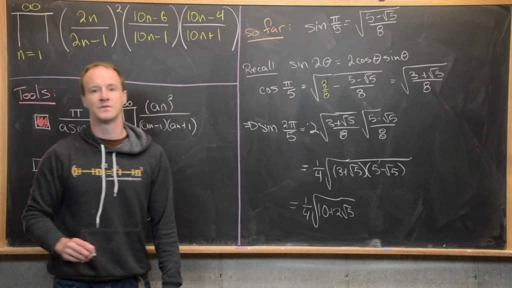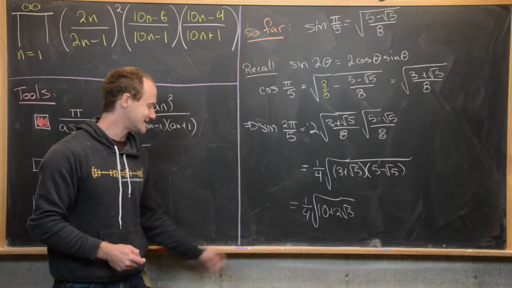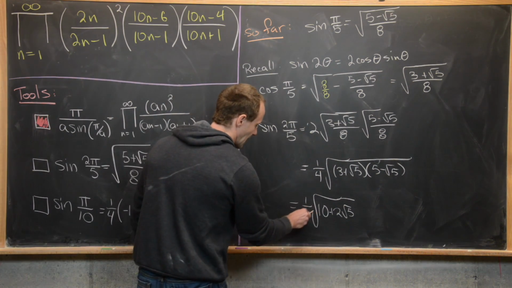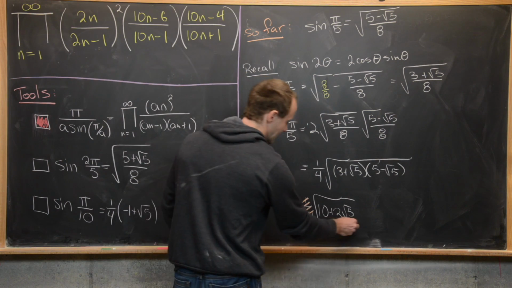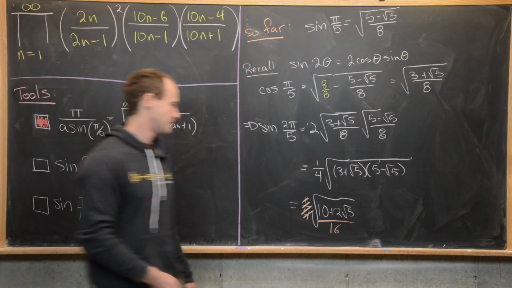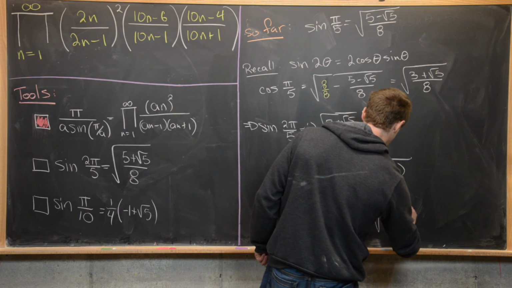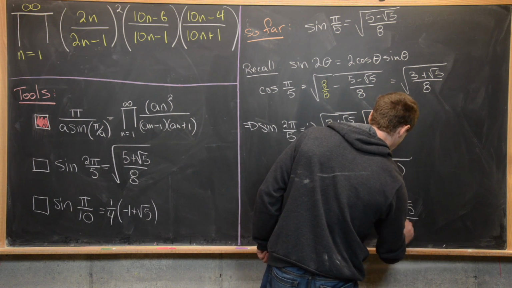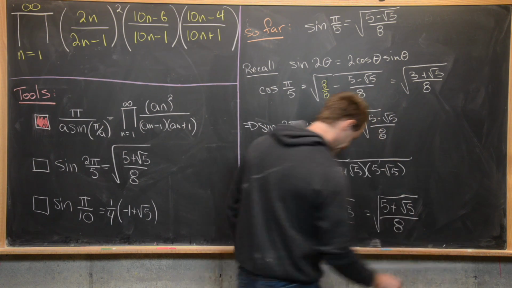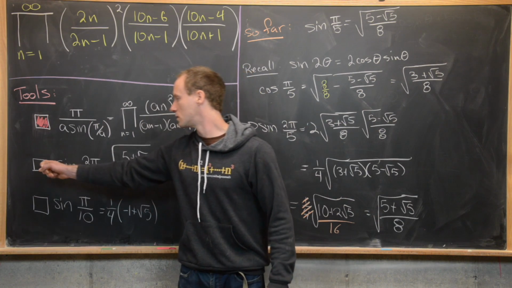Great. Now next what I want to do is bring this 1/4 inside, but if I bring that 1/4 inside, I have to turn it into a 16 because we need to square it. But now we can easily simplify this to the square root of 5 plus the square root of 5 all over 8, which was exactly what we wanted for this second goal.